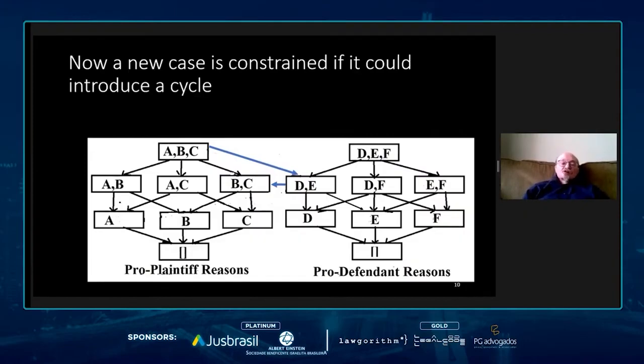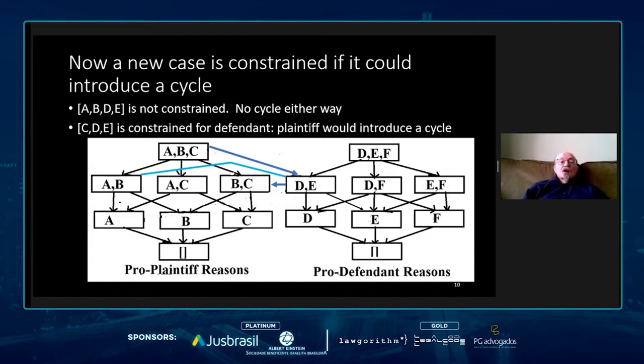Now if we have a case, it's constrained if it would create a cycle. If we have a case A, B, C, E, then we can put the arrow at either end and there's no cycle, so we can do what we like. However, if we have C, D, E, that's constrained to the defendant. If we were to decide for the plaintiff and prefer C to D, E, we would create a cycle. We can't have a cycle, and so we have to decide for the defendant.